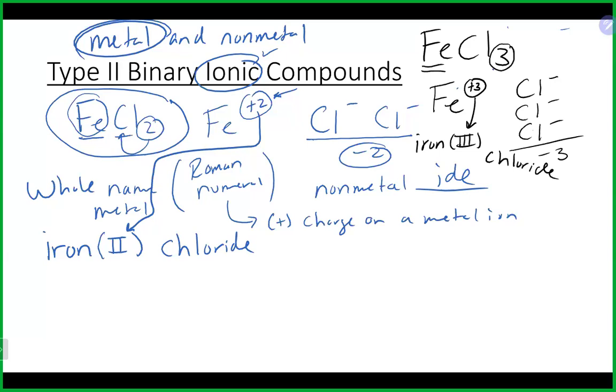But with type 2, because the metals can have a variable type of charge, depending on the situation, we actually have to tell people, hey, in this situation, it's the +1, or it's the +2 version of this metal, or the +3 version of this metal. Any questions on that? And again, transition metals, and just to the right there, are the ones that can kind of do that.